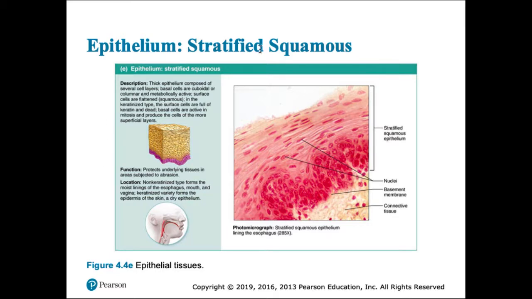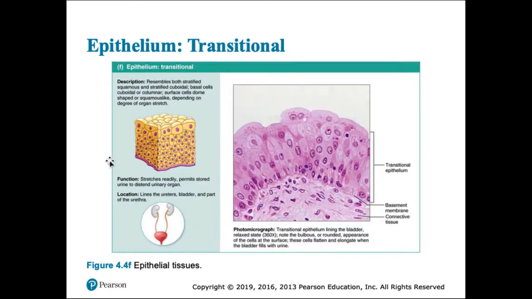Then we have the stratified squamous. So it's those flat cells, but there's multiple layers of them. These are protecting and things like that, but you're going to find some of these in the lining of the esophagus, the mouth, the vagina, things like that. We could have a keratinized form of this basically on the skin, the epidermis.